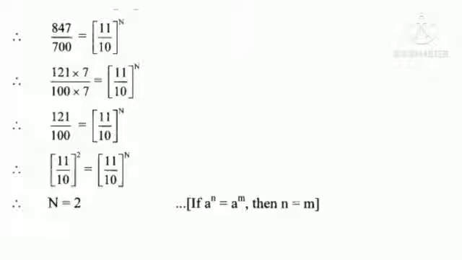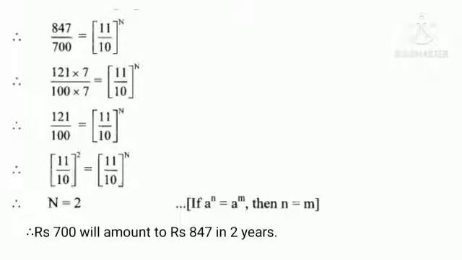Now 121 is a square of 11. 100 is a square of 10. Therefore, 121 upon 100 is equal to 11 upon 10 the whole square. Therefore, we get 11 upon 10 whole raised to 2 is equal to 11 upon 10 whole raised to n. Now, here we will use the formula: if a raised to n is equal to a raised to m, then n is equal to m. By using this formula, we will get n, that is number of years, as 2. Therefore, rupees 700 will amount to rupees 847 in 2 years.